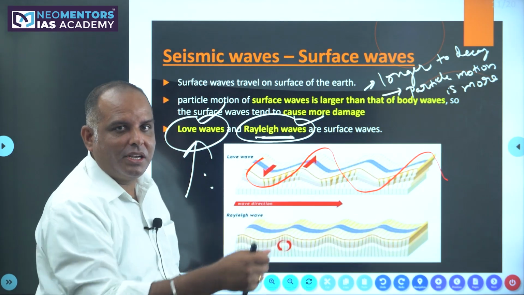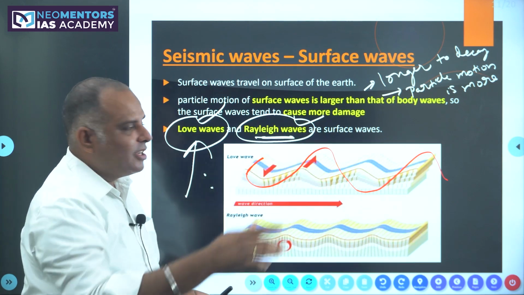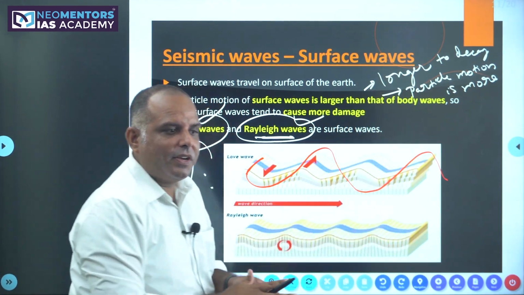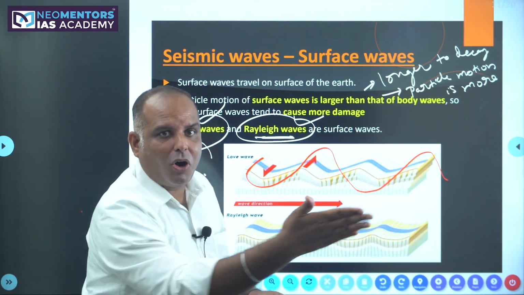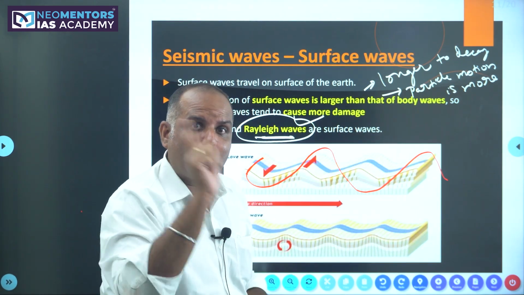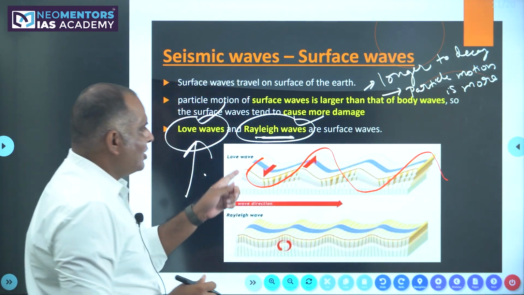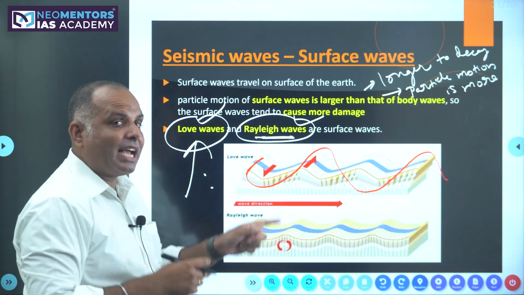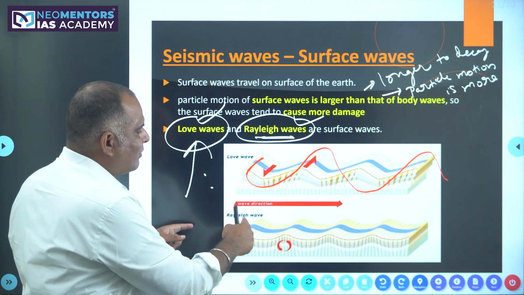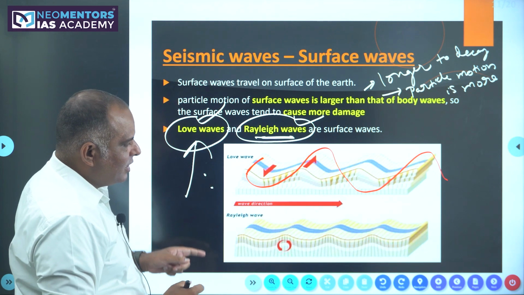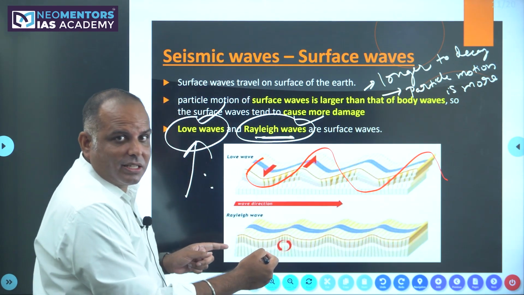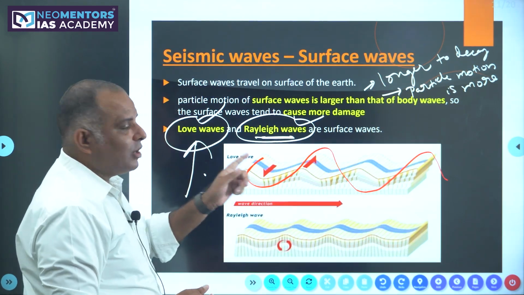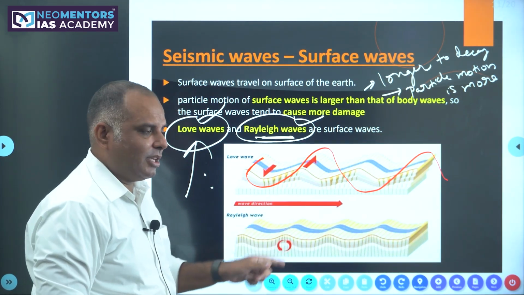Suppose I crack a whip. The whip moves like this, right? So this is moving like a whip on the surface. If the wave is propagating like a whip on the surface, it would cause more damage to the buildings. So Love waves would cause more damage to the buildings. They have a whiplashing effect. What about Rayleigh waves? In Rayleigh waves, there is a three-dimensional movement of the particles. You see here? Compared to Love waves, they cause less damage.